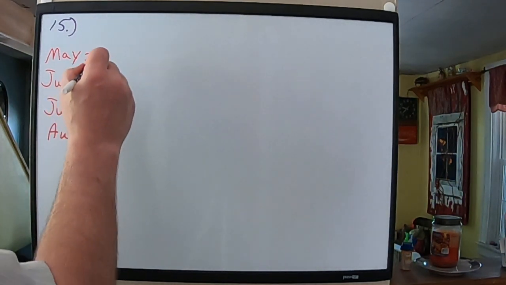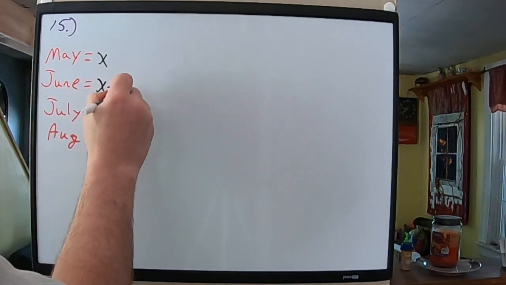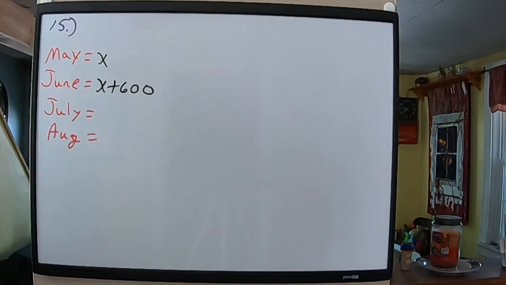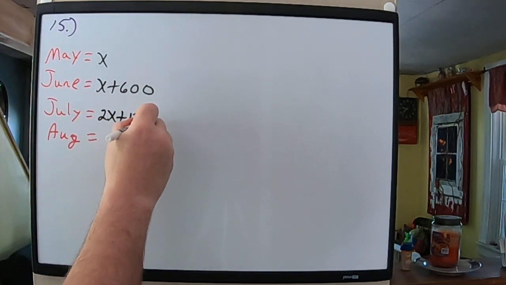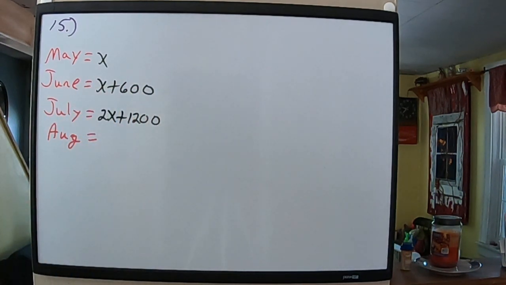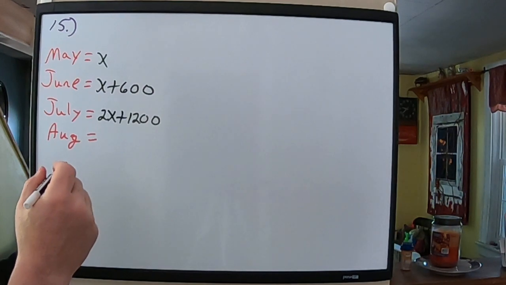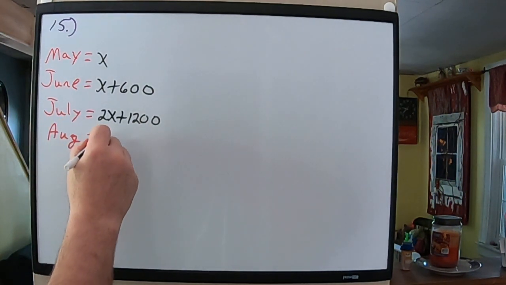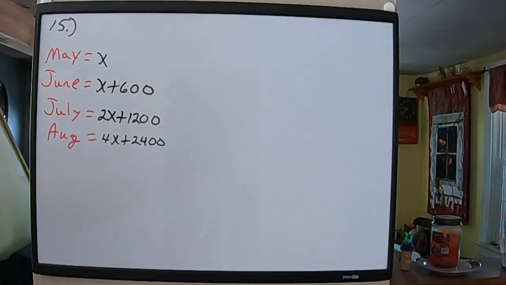Well, the one that's not talked about is May. So May is x. June is May plus 600. July is twice June, so 2x plus 1200. I doubled both. You could write 2 parentheses x plus 600. And then August is double July, so 4x plus 2400. All right, there is the setup of the name it and express it.